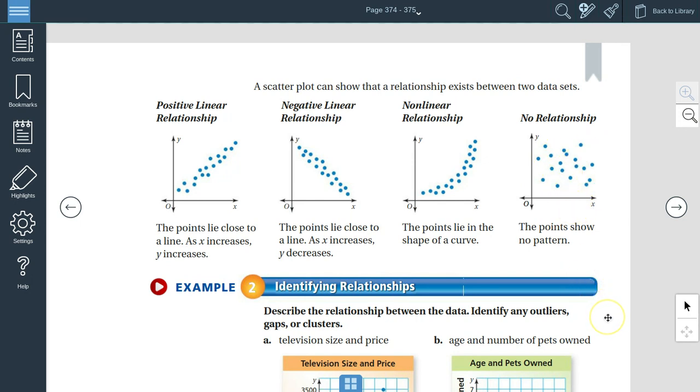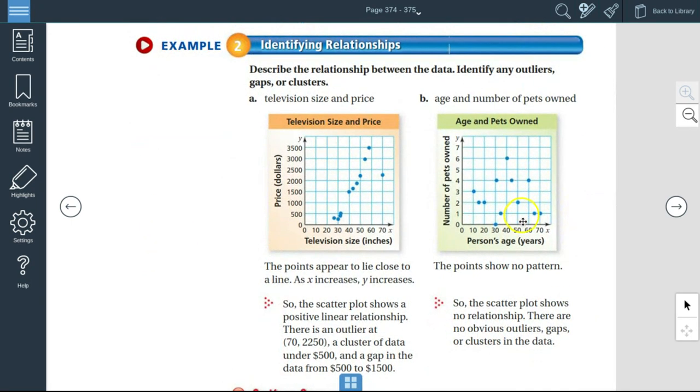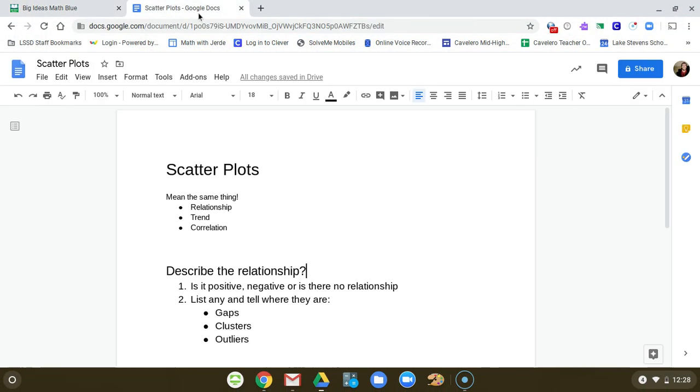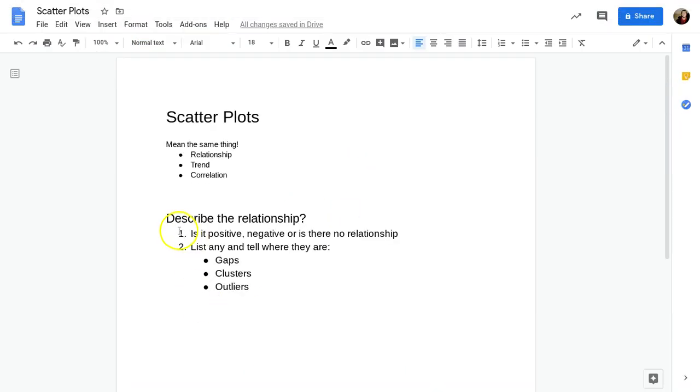Okay, let's go through all four things. Let's go through all of these things on these graphs right here. I'll pull those up again just so you see. We're going to go through number one, is it positive, negative, or no relationship? Let's talk about gaps, let's talk about clusters, and talk about outliers so we know what each one is.